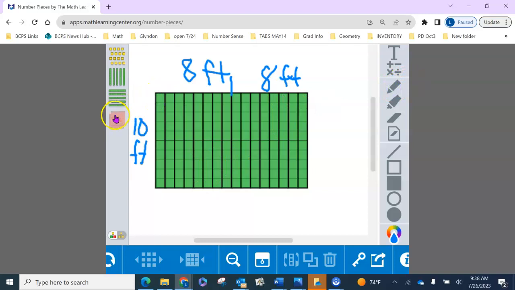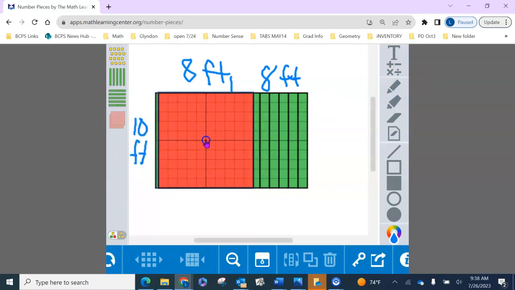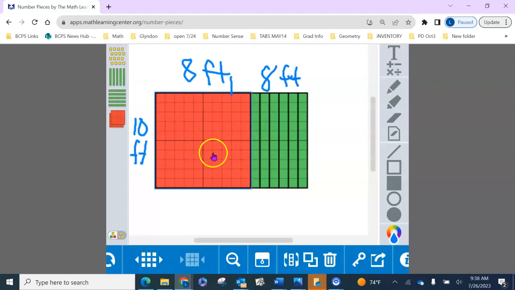And I can count by tens, 10, 20, 30, 40, all the way across and so on. But since I'm in the app and I have access to these 100 pieces, I can cover up one of those pieces and see that it does fit perfectly. So that tells me that the area that's underneath the red is going to have an area of 100. I can just label that right on top, 100 square feet. And then I have the rest of this here, 10, 20, 30, 40, 50, 60. So that means that this has an area of 60 square feet.